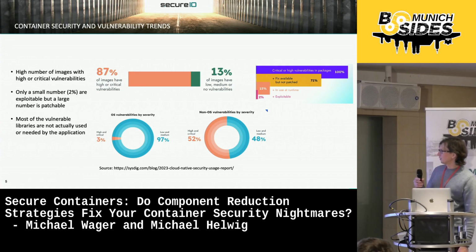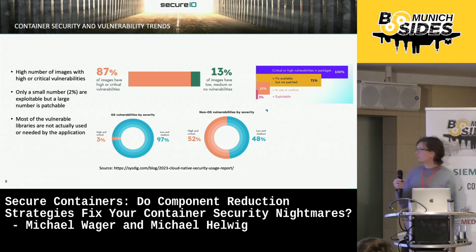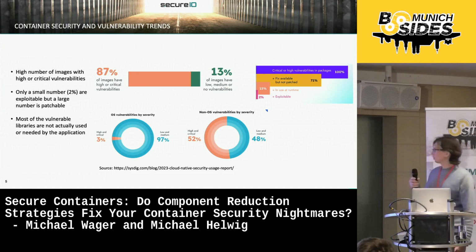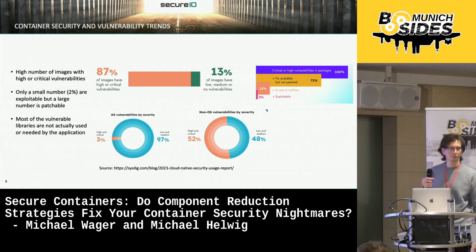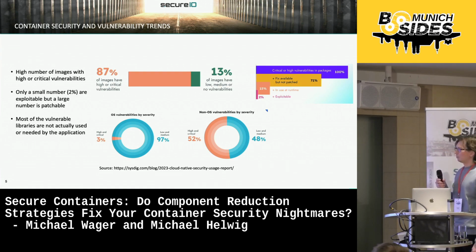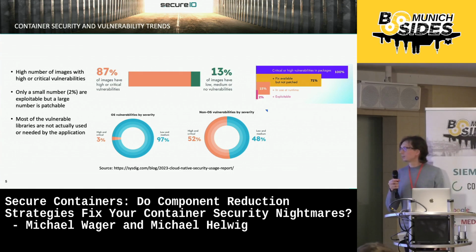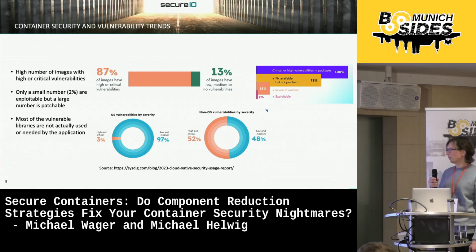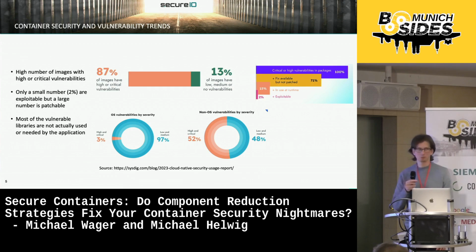But the other interesting statistic was that there actually is a patch available for many of those issues. That means 71% are patchable. It's just not applied in the base images. So the base images are not up to date. But only 15% of the affected components are actually in use by the application at runtime. That means you have a lot of stuff in those container images that is not used, but that contains vulnerabilities.